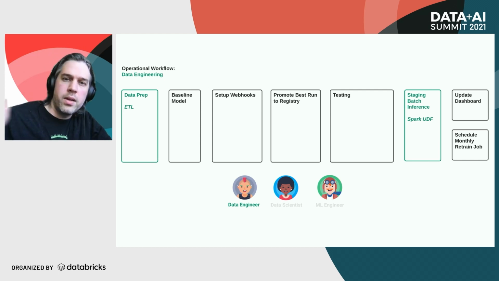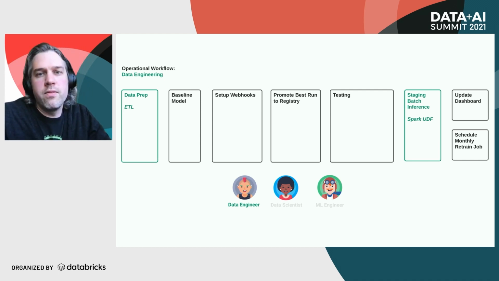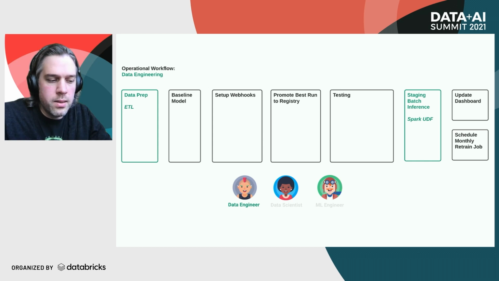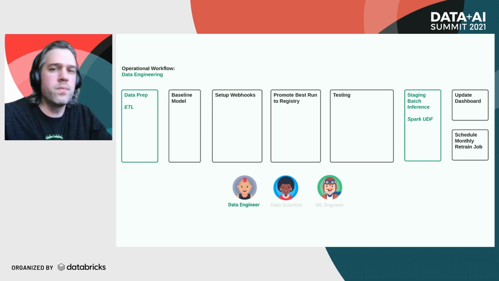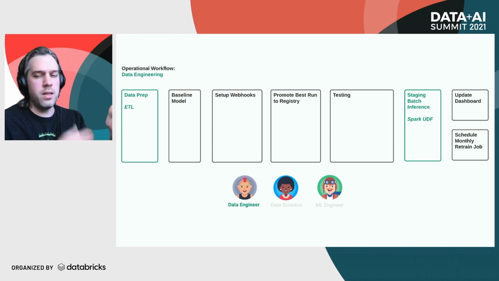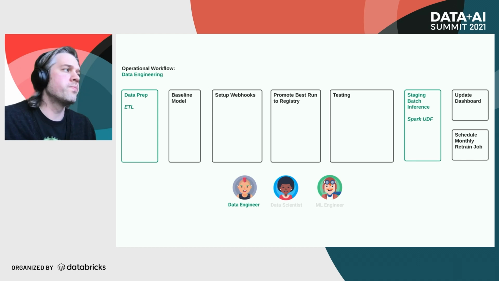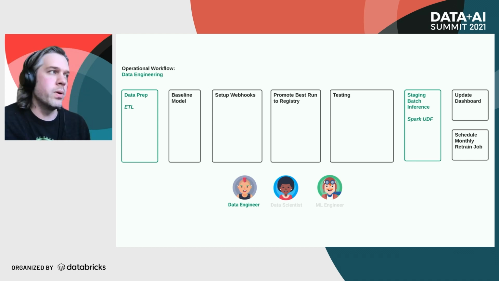Similarly, at the other end of the workflow, when you have a pipeline that needs to be set up to actually score the model, that is often performed by the data engineer as well. Sometimes that's done by the ML engineer, but in this example, we're using the data engineer. Okay, great. So we have some data flowing in.